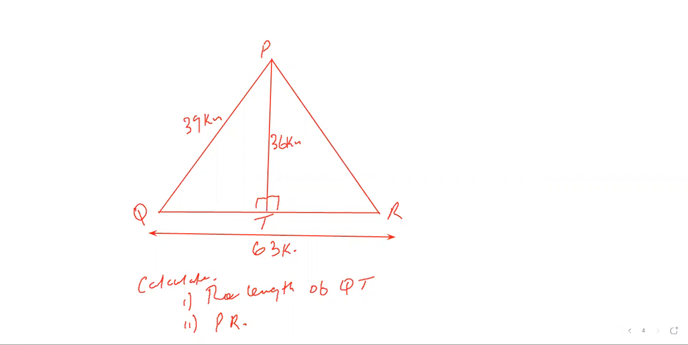Anybody know what to do? How will I find QT? How are we going to find QT? That should be easy for everyone. Am I right? How do we find QT?